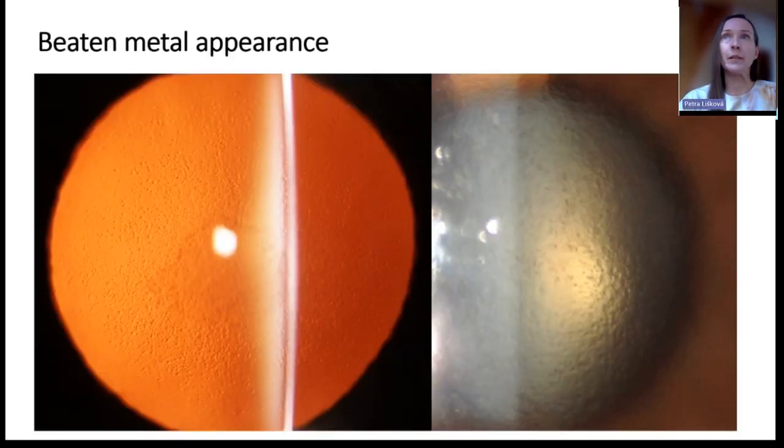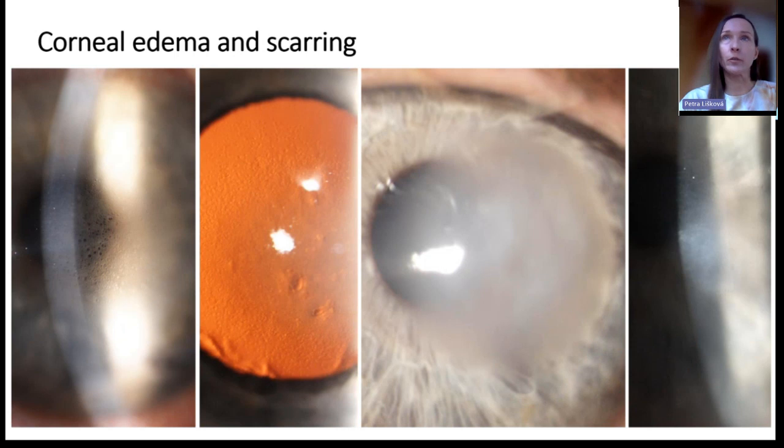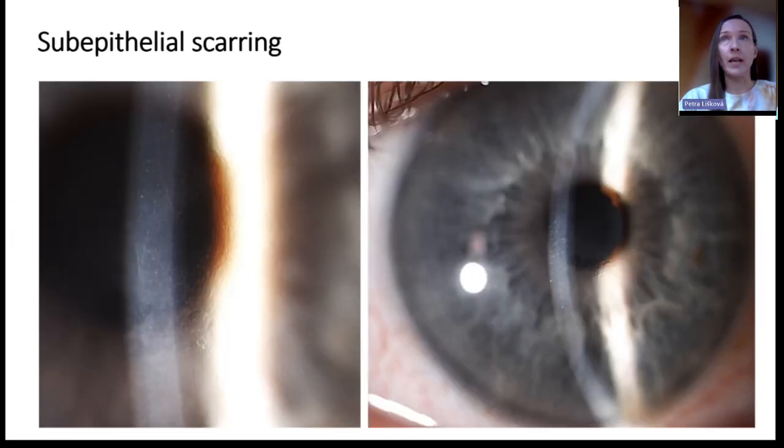Here you can see the typical beaten metal appearance as a result of corneal guttata. Advanced stages of Fuchs endothelial corneal dystrophy with corneal edema and scarring that impairs corneal transparency. Subepithelial scarring.